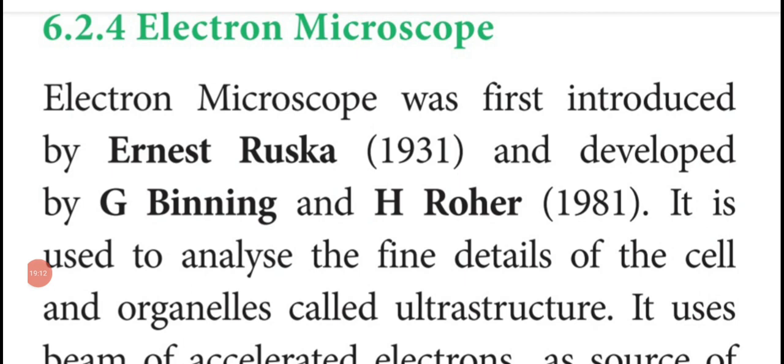Next one is the electron microscope. It was first introduced by Ernest Ruska in the year 1931. After that, it was developed by 2 scientists, G. Binnig and H. Rohrer, in the year 1981. This microscope is used to analyze fine details of the cell and its organelles, called ultrastructure.